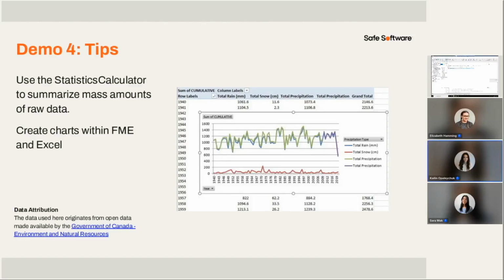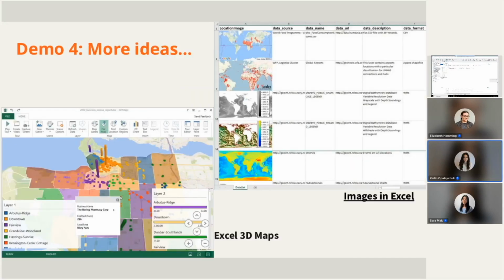So fourth, we can use a statistics calculator to summarize mass amounts of raw data. And we can create charts within and outside of FME. So we have the chart generator in FME, or we can even use Excel and Excel templates to create charts and graphs. So just a couple more ideas.